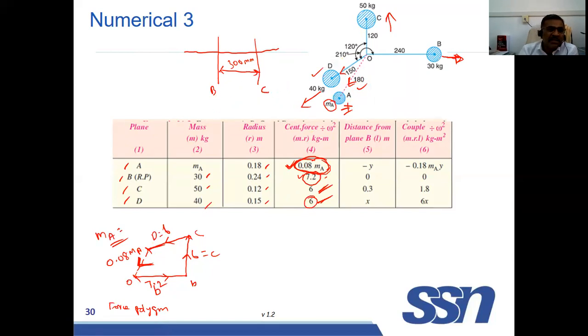So let us take this as a reference plane. We don't know where A is, where D is. Let us assume that D is at a distance of X and A is at a distance of Y. Simply we are assuming from the reference plane. B and C are known. A and D are not known.